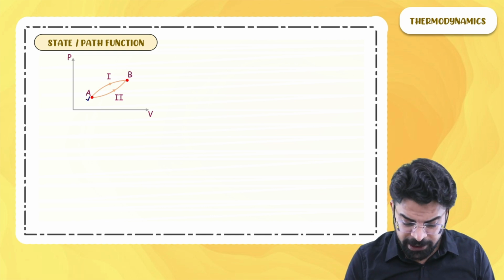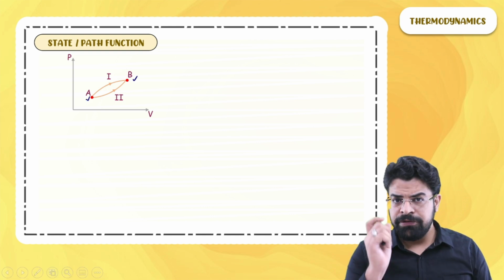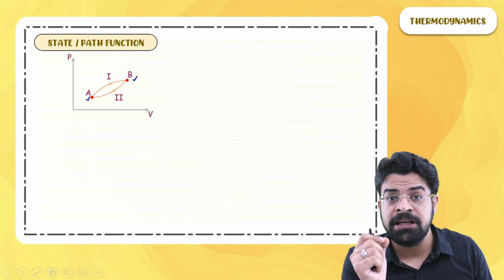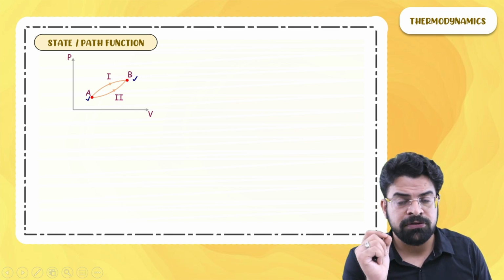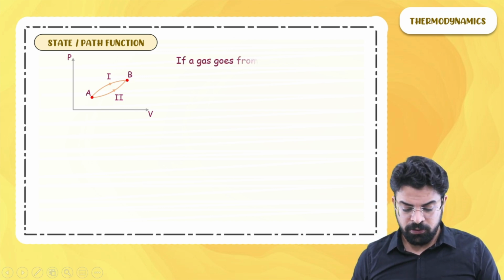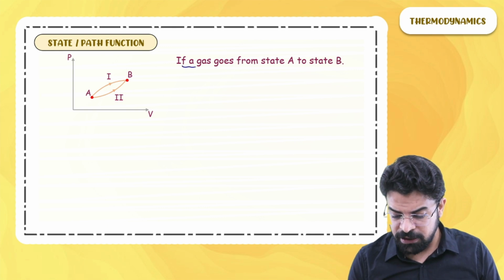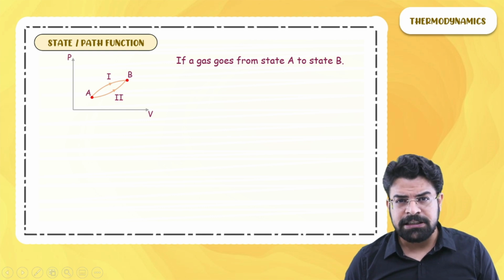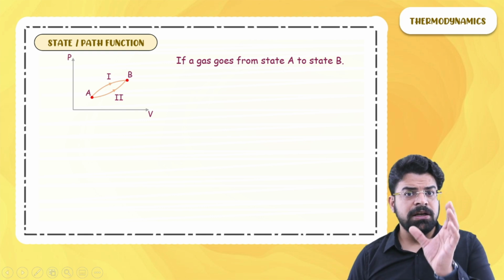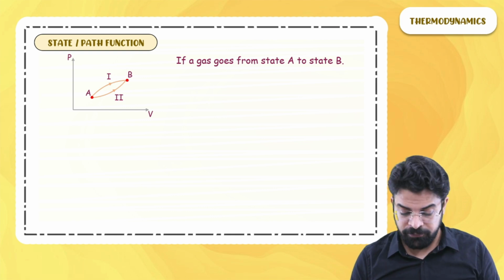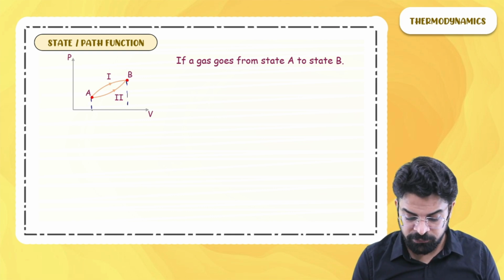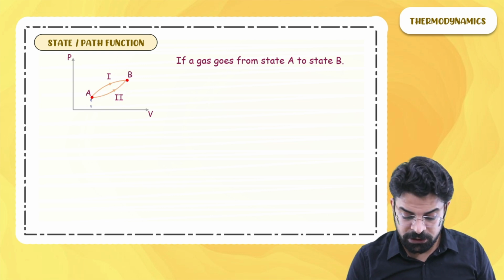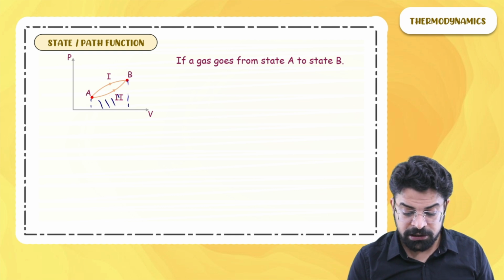Now going from A to B via two paths, which quantity out of the work done, heat given and change in internal energy will be same for both, and which quantity will be different? So let's see. First, let's talk about the work done. If the gas goes from state A to state B, will the work done in both the cases be same? We know that the work done is given by the area under the PV graph. For process 1, the work done will be equal to the area under curve 1. For process 2, the work done will be the area under curve 2.